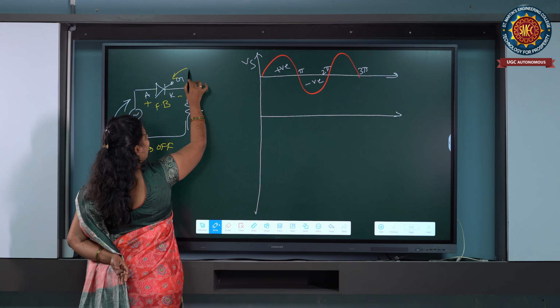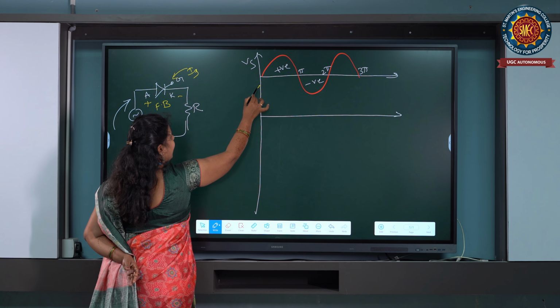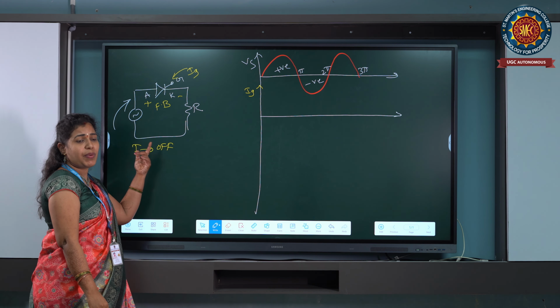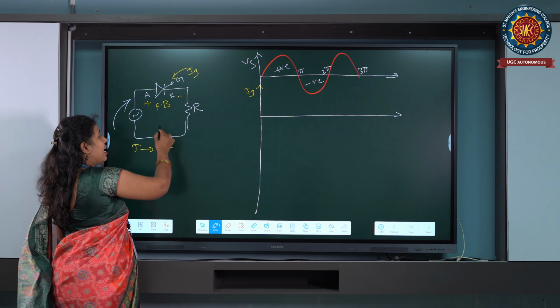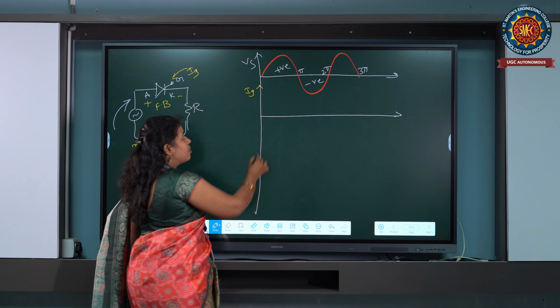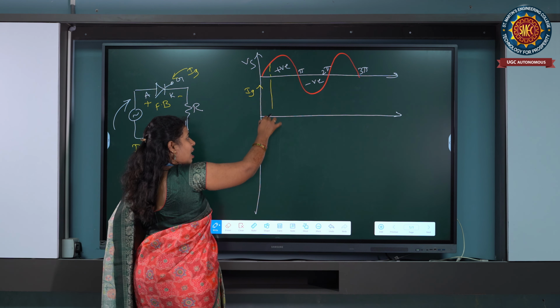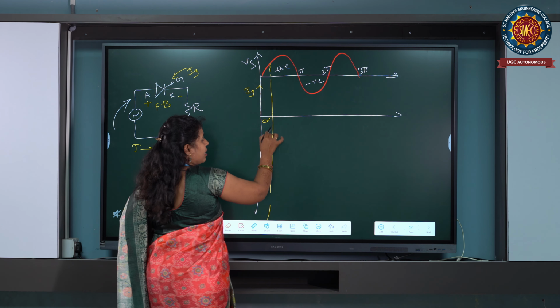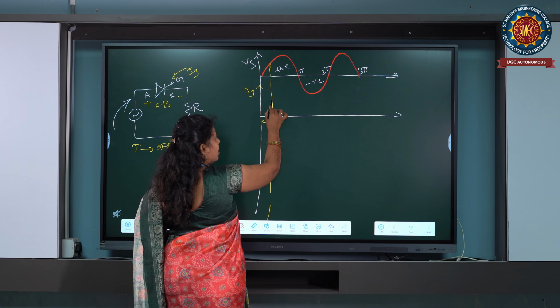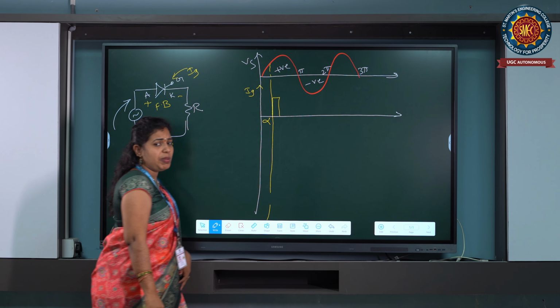Whenever we give the gate current IG through the gate terminal, that is, pulses are given to the gate terminal, the thyristor will start conducting. I am assuming that at angle alpha I am giving the triggering pulses to the thyristor. At alpha I am giving the triggering pulses.